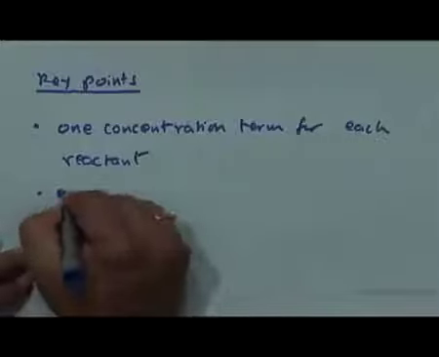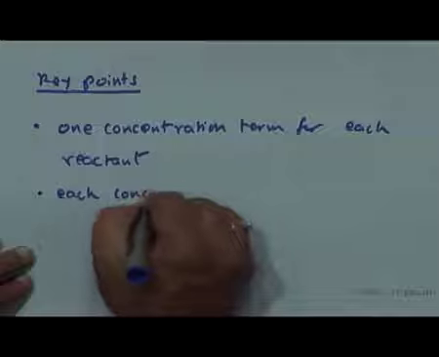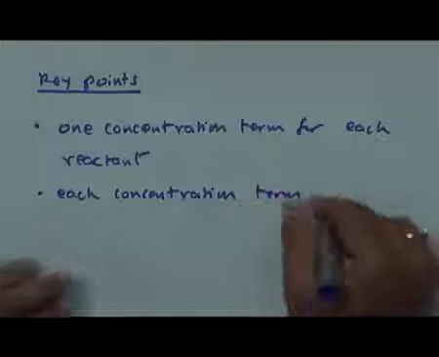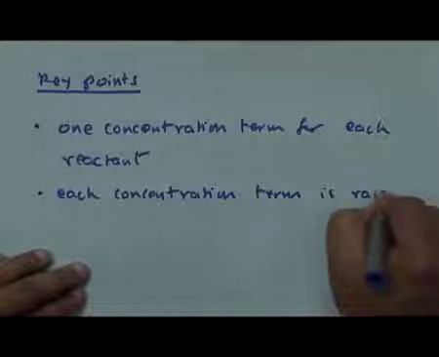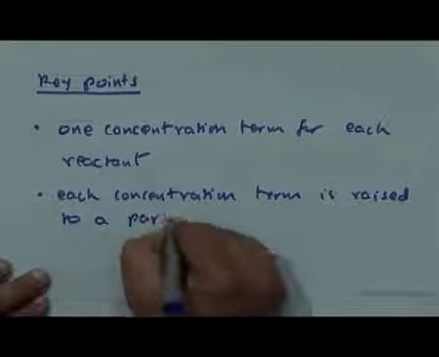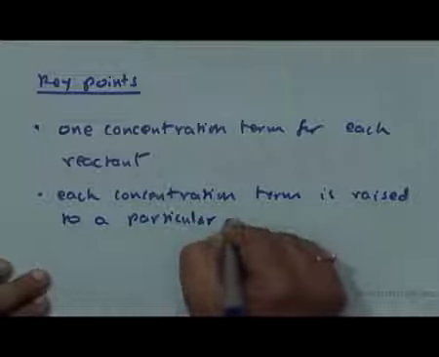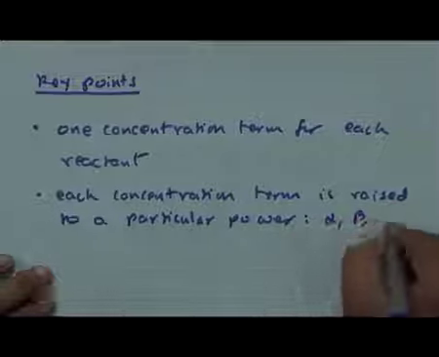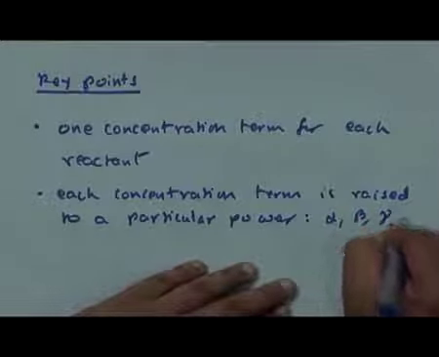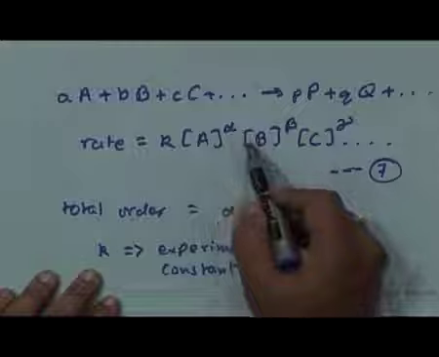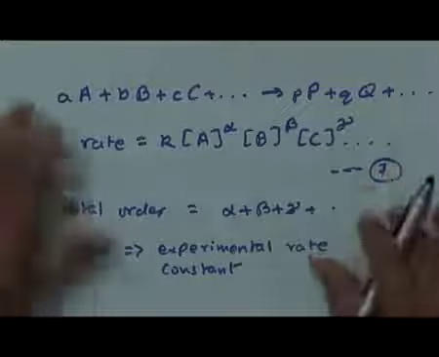Then each concentration term is raised to a particular power, as we saw alpha, beta, gamma, and so on. So, each concentration term, say A, was raised to the power alpha, B was raised to the power beta, C was raised to the power gamma.